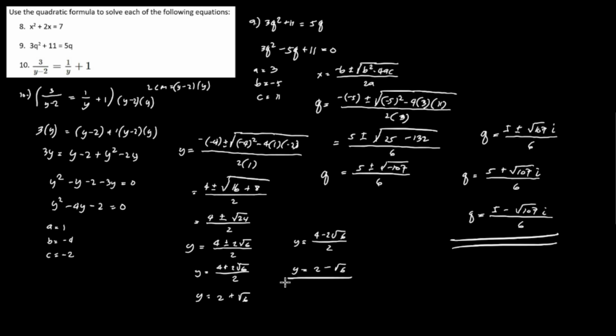So therefore, these are the values: y is equal to 2 plus square root of 6, and y is equal to 2 minus square root of 6. And these are the values in problem number 10.